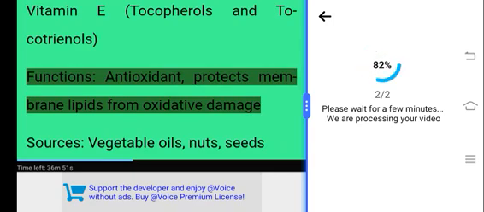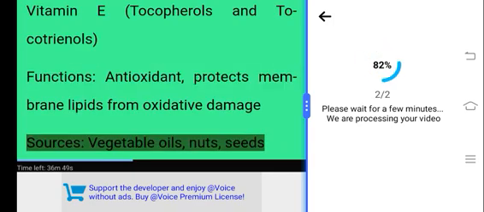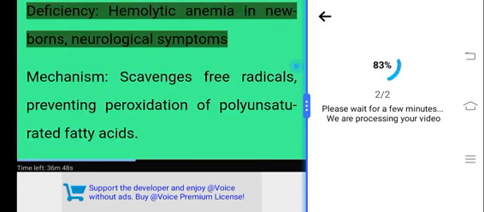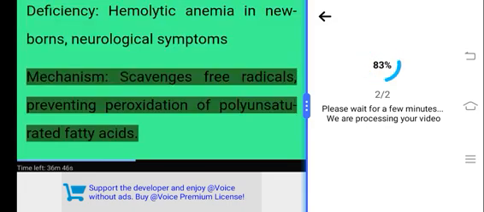Functions: antioxidant, protects membrane lipids from oxidative damage. Sources: vegetable oils, nuts, seeds. Deficiency: hemolytic anemia in newborns, neurological symptoms. Mechanism: scavenges free radicals, preventing peroxidation of polyunsaturated fatty acids.